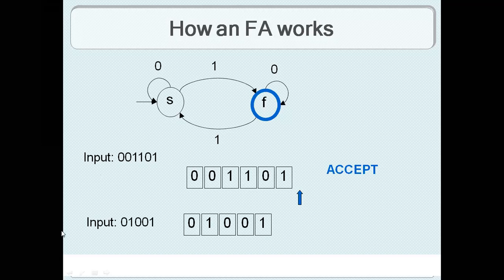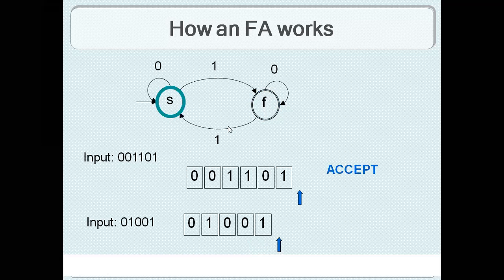Let us consider one more example input string. Here is another input string: 0 1 0 0 1. This is the input tape, 0 1 0 0 1, and the read only head points here. So 0, the same loop, this is the transition. So S comes. Next 1, so it reaches the final state. Next 0, so it stays in the final state. Next 0, again in the final state, and next 1, so it reaches the starting state.